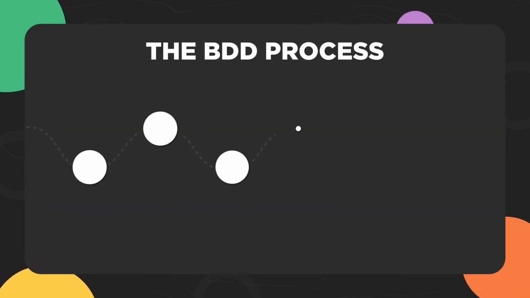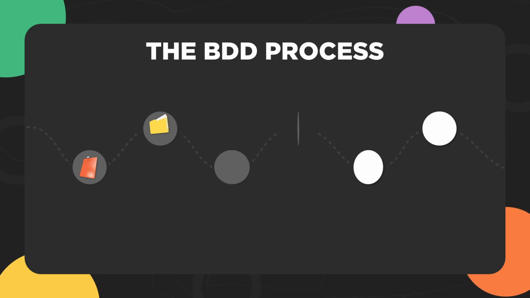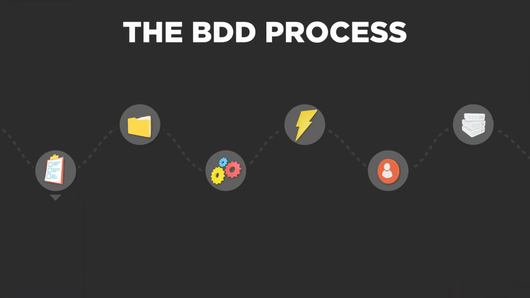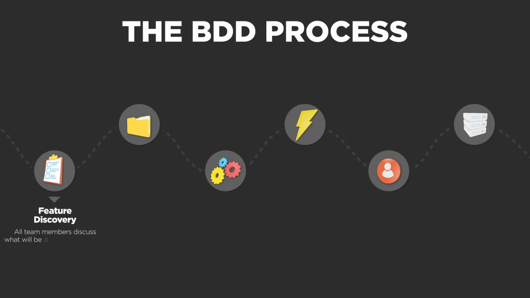Let's go through the BDD process. First of all, it's about feature discovery. The BDD process typically begins with a discussion or workshop involving the entire team. During this phase, the team identifies and defines the features or functionality that need to be developed. These features are expressed in terms of user stories or scenarios.